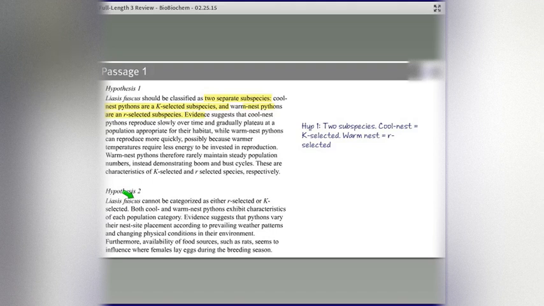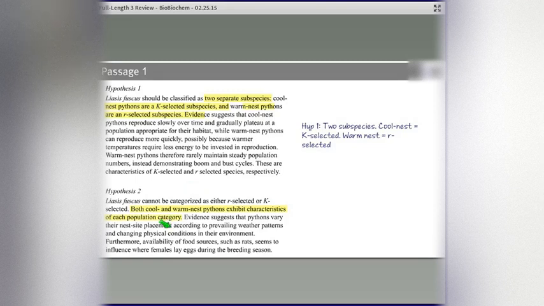So we look at that and ask, what's going to be the overlap here? The pythons cannot be categorized as either R-selected or K-selected. This second author doesn't really want us to separate them into distinct categories. The author wants us to say that maybe it's harder to figure out which is which. The evidence is the proof as to why he or she thinks that: both cool and warm nest pythons exhibit characteristics of each population category.